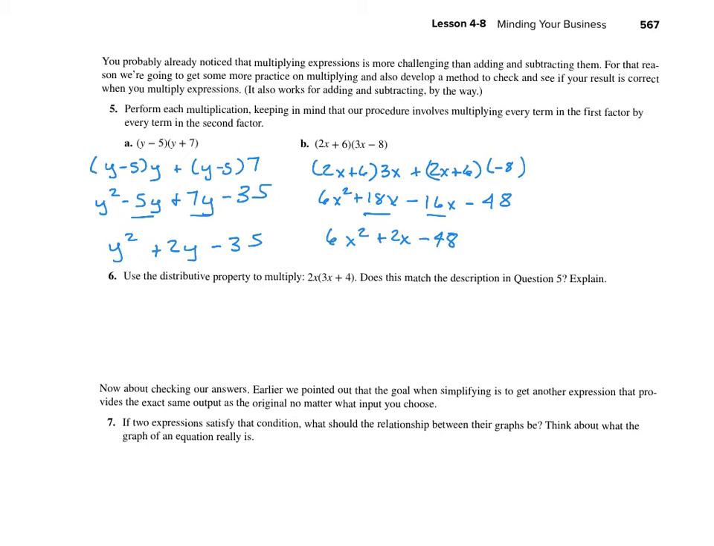Now it says use the distributive property to multiply 2x times 3x plus 4. Well, that'll be easy enough. I have 6x squared plus 8x.